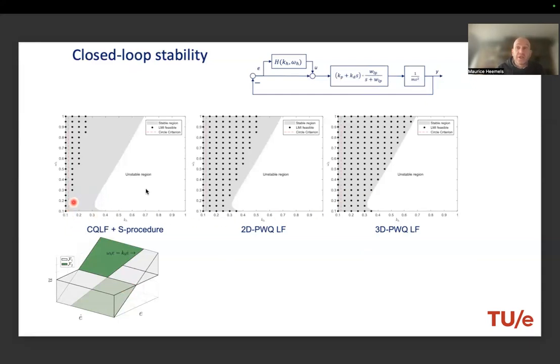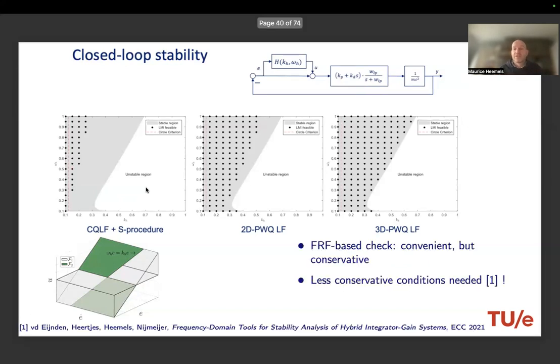Just to compare this to the frequency domain condition that we had. You see the red dashed line. With that one, we can only prove stability for points to the left of this line. So you see it's quite conservative compared to the LMI condition, but of course it's way more insightful.